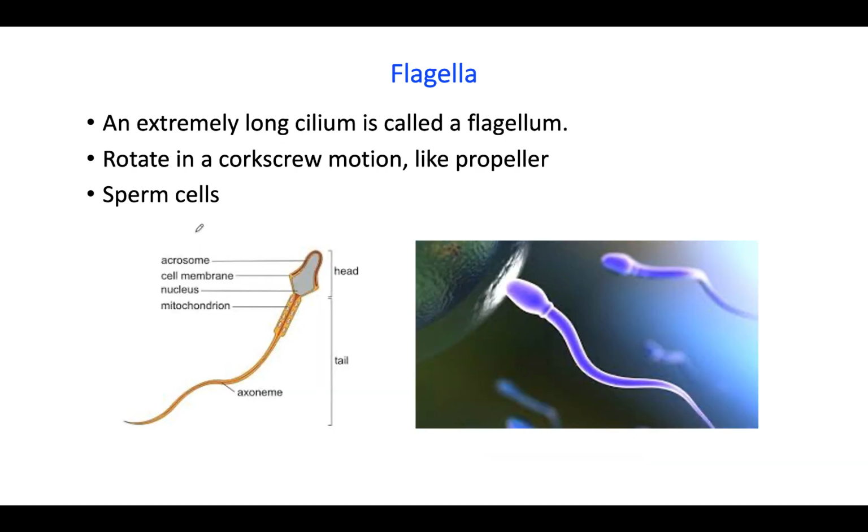Another extremely long cilium is called flagellum. Flagellum has a little bit different movement compared to cilia. It's like a propeller. It rotates in a corkscrew motion. And flagella can be found only in sperm cells.